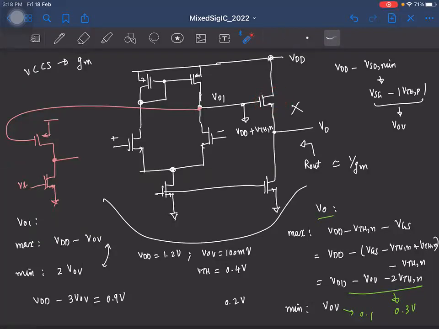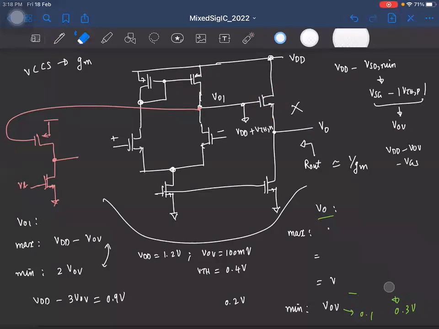But we saw that to keep this PMOS in saturation, this voltage can go as high as VDD minus P overdrive. So VDD minus P overdrive is the maximum this can go. So what is the maximum V0 can go? That will be this voltage minus the gate to source voltage of this NMOS. So let me quickly recalculate that.